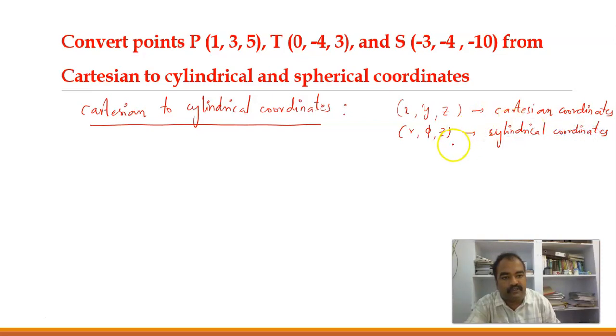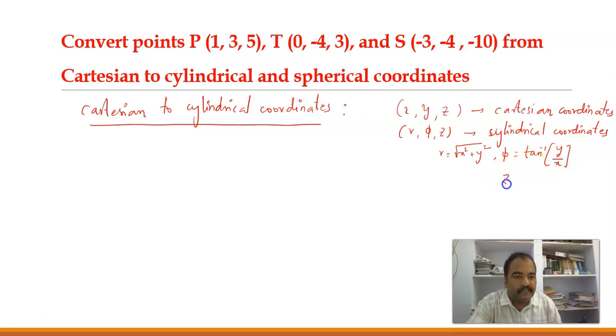So the conversion is very simple. r is equal to square root of x square plus y square. Phi is equal to tan inverse of y by x. And z is equal to z. And whenever you are computing phi, we are supposed to take care of the x and y coordinates, whether they are positive or negative.